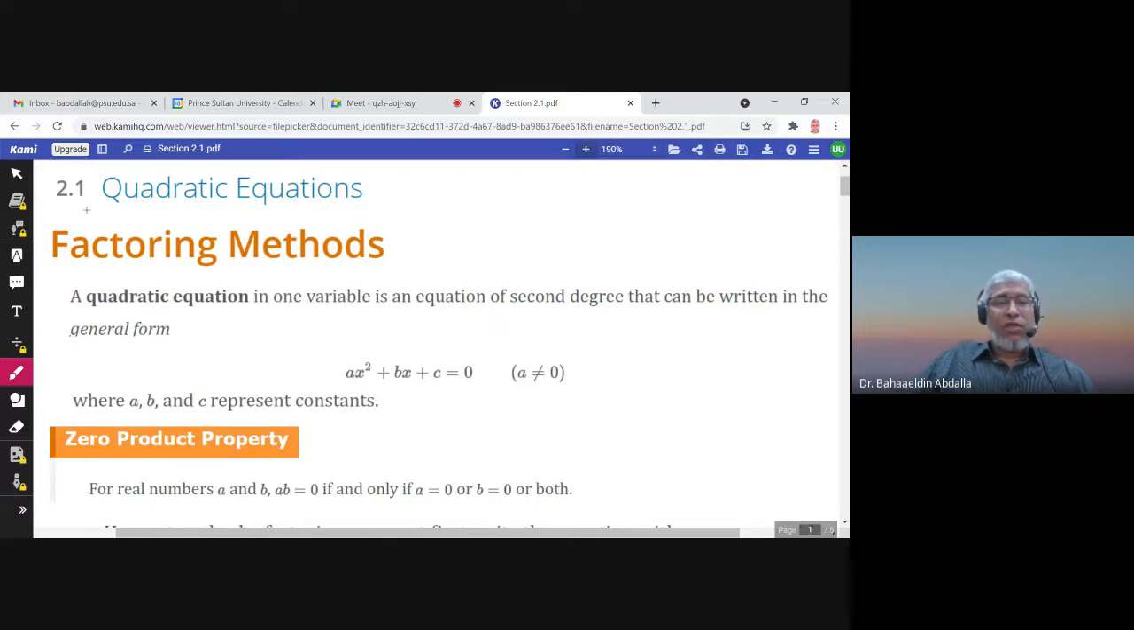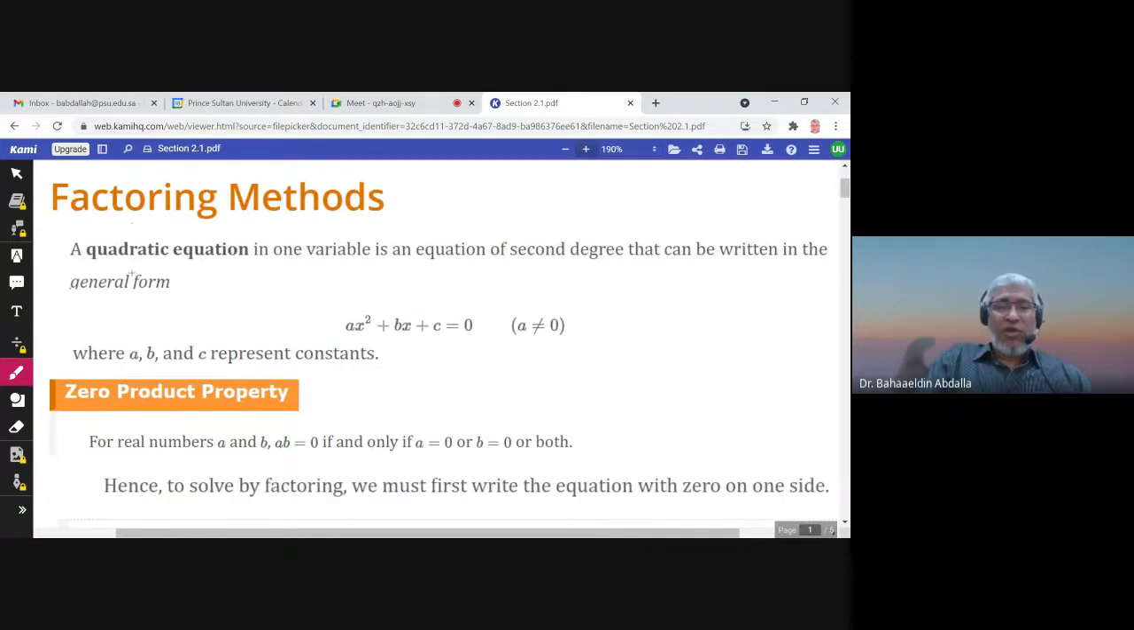This is section 2.1 about quadratic equations. Chapter 2 is about quadratic and other special equations. We studied linear equations in chapter 1. Well, how to solve quadratic equations? We will study two methods.